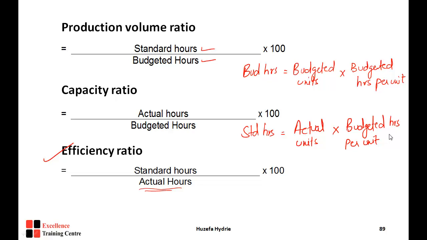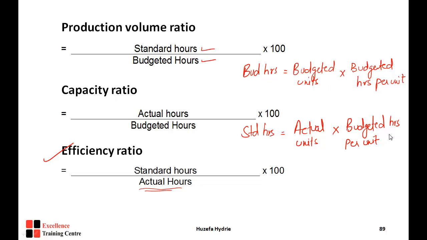What is your planned performance? Whereas a standard is based on your actual performance or actual production. That if my actual production is this much units, what number of hours it should have taken? Or to more simplify, you can say budget is based on budgeted production. The only difference is because of the production. The budget is based on budgeted production, whereas standard is based on actual production. Right? So that's the difference between a budget and a standard.